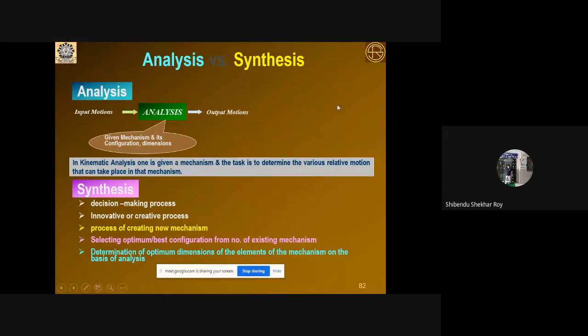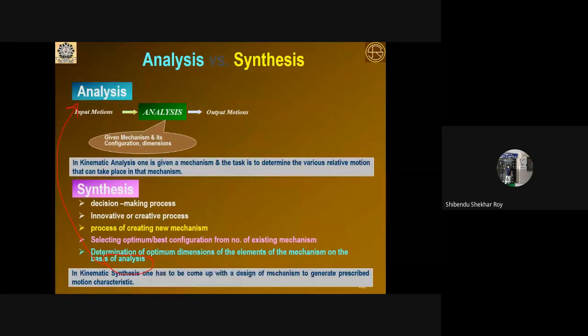So that is why, in order to do the synthesis, you need analysis also. And that is why, first you have to learn the analysis, mechanism analysis. So in the next chapter, we would like to learn the analysis of the mechanism, or more specifically the kinematic analysis of the mechanism, because the ultimate goal is to synthesize a mechanism. But in order to do that, one step is to find out the best possible dimensions of the elements of the mechanism, and that is possible based on analysis. So without knowing analysis, it is very difficult to synthesize a mechanism.